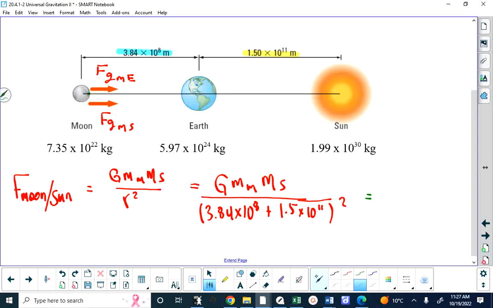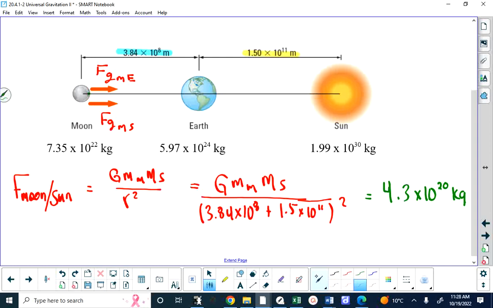4.3 e20. 4.3 times 10 to the 20. Yeah, and that's fine. By the way, if you ever write that, even though it says E20, you don't write E20, you write what I've written. But before we go on, does anybody else get that force?